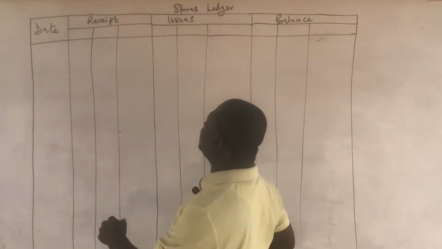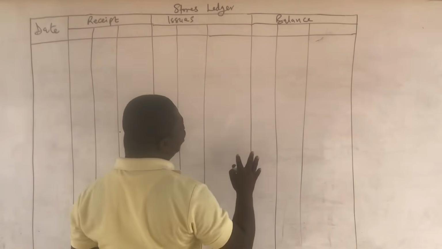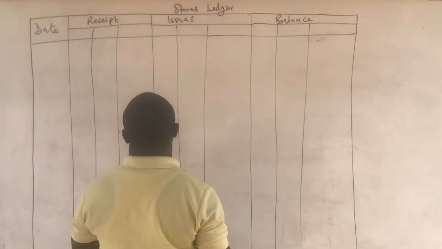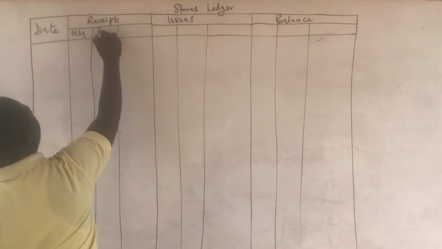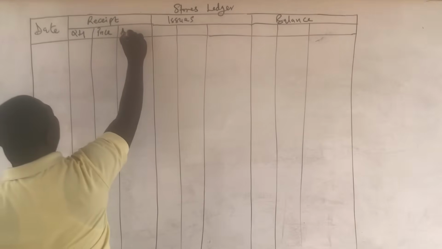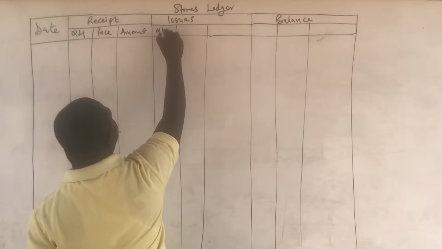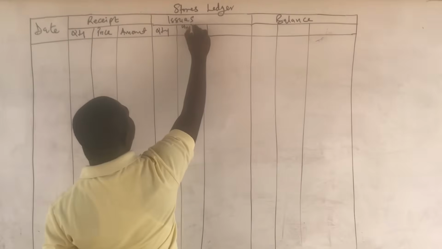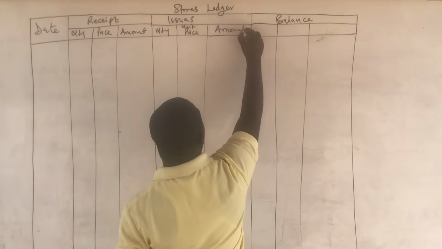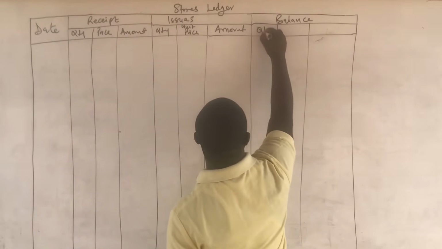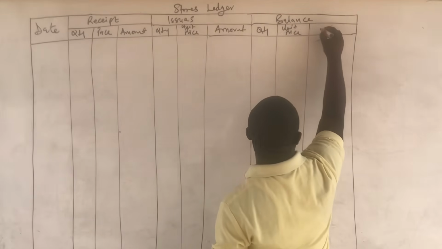Then under the receipt, we have 3 different columns, under issue 3 different columns, and under balance 3 different columns. Under the receipt column, we will have the quantity, the unit price, and then the total amount. The same for the issue, we have the quantity, the unit price, and then the amount column. The same for balance, we have the quantity, the unit price, and then the amount.